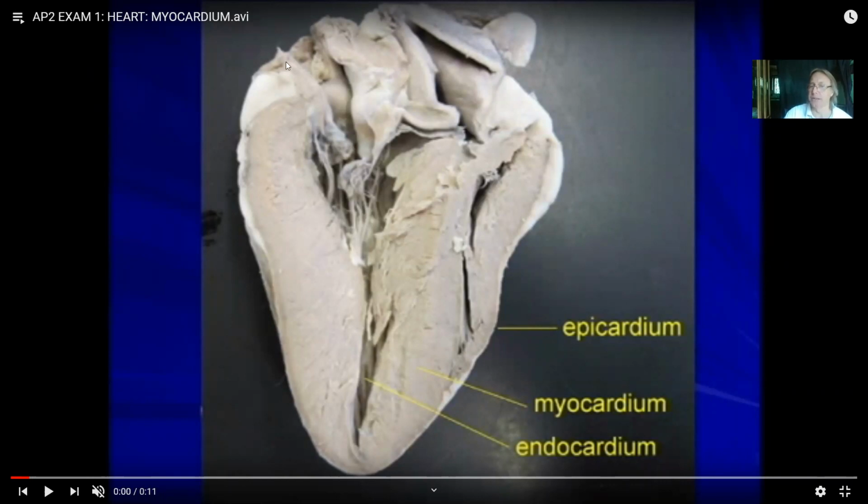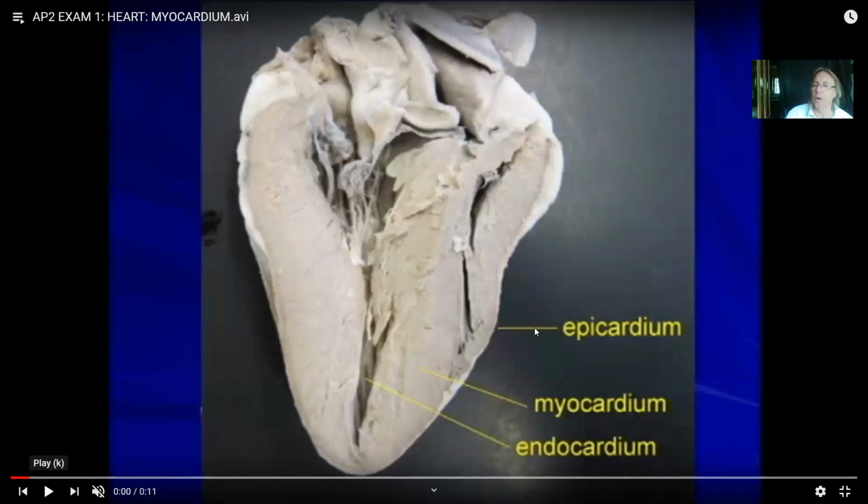The atria near the top are small, near the base. And the ventricles are larger, but the width of the wall can vary. So notice how thick this wall is compared to that wall. Notice that only one of the chambers, the left ventricle, makes up the apex of the heart. So I'll explain that in just a minute.